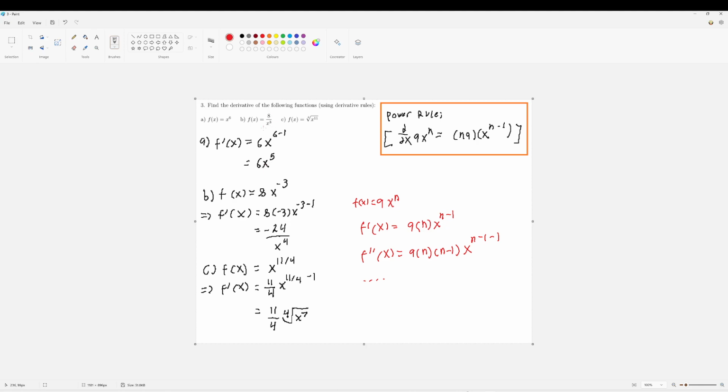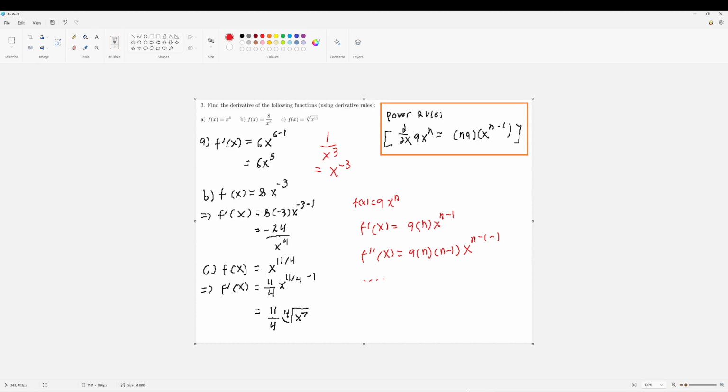Here I have 8 over x to the 3. Bring that up, right? You can do that since it's over. That's just going to be equal to this, and then you do the same thing again. You bring this down: 8 times negative 3, x to the negative 3 minus 1. It's going to go to negative 4. And since you can bring it up, you can also bring it down. So it's just negative 24 over x to the 4.